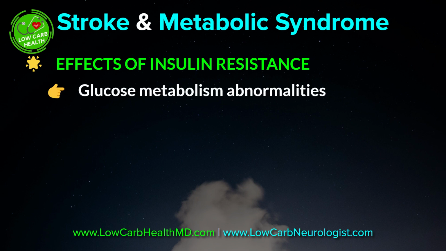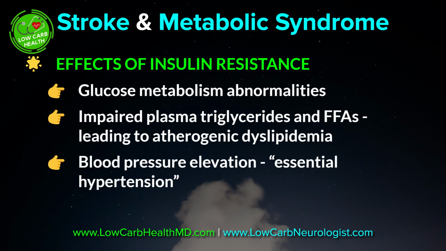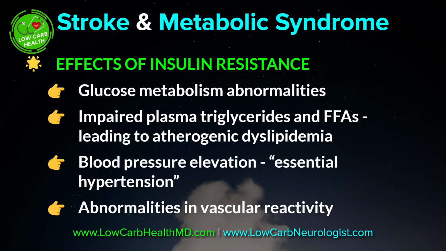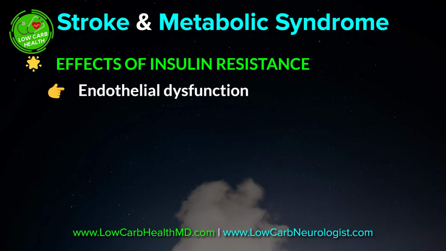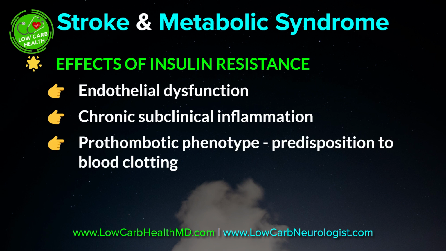There are abnormalities in the metabolism of glucose, impaired triglyceride levels, elevation of blood pressure, then vascular reactivity abnormalities, like your endothelial damage, for example, and subclinical inflammation. You also have the development of a pro-thrombotic phenotype that promotes clotting. So all of this leads to both kinds of stroke, ischemic and hemorrhagic.